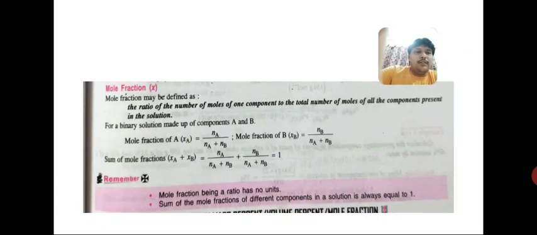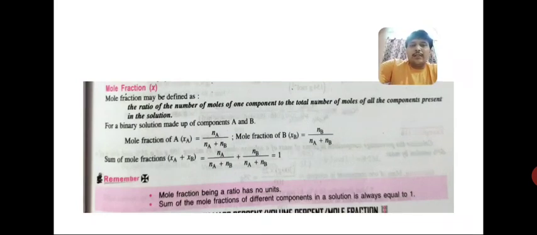Very carefully listen to this statement, students. We cannot write total number of moles of solution, right? We have to say the moles of a component to the total number of moles of all the components present in a solution, because a solution is not a single component, it is a mixture, so more than one component is present, right? So it's very simple, it is the fraction, the ratio of moles of the given component with respect to the total moles present in a solution.